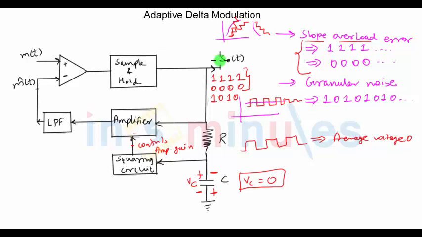So that's how adaptive delta modulation overcomes slope overload and granular noise: by, point number 1, first detecting when slope overload and granular noise occur, and point number 2, with this extra circuitry, controlling the step size of MCAP-T. It increases the step size in slope overload error and decreases the step size in granular noise.